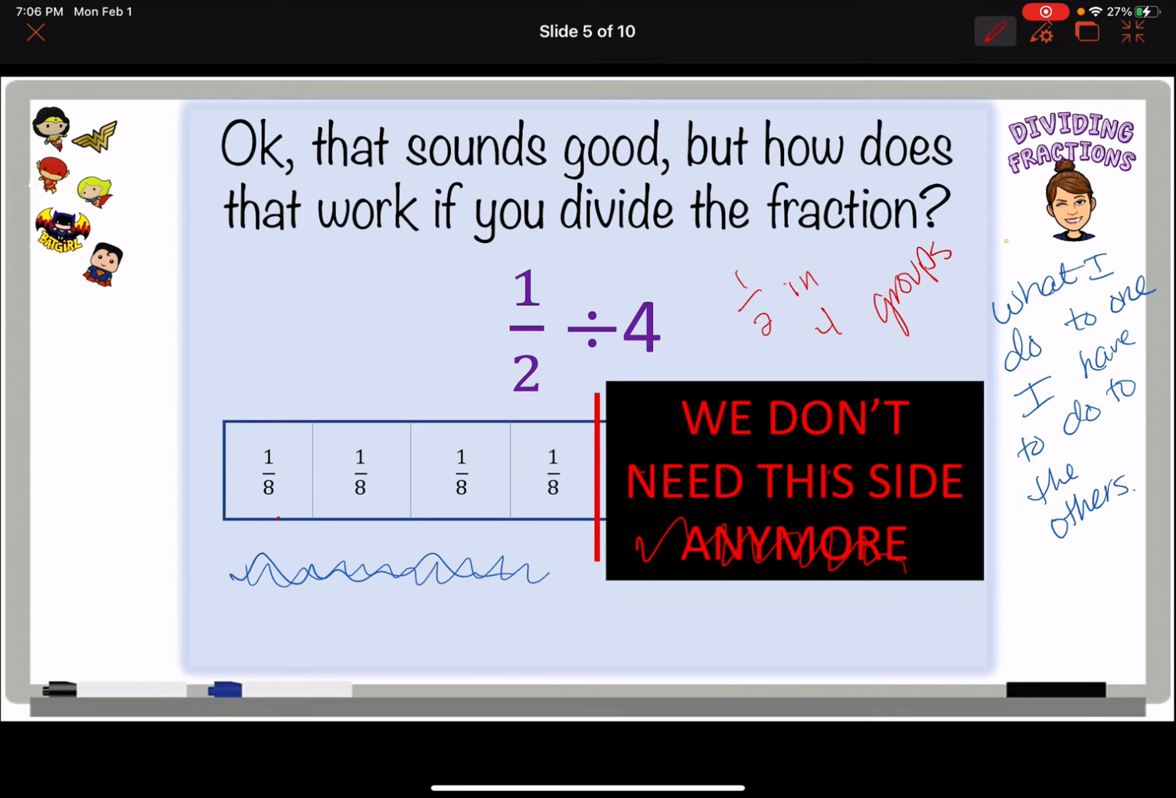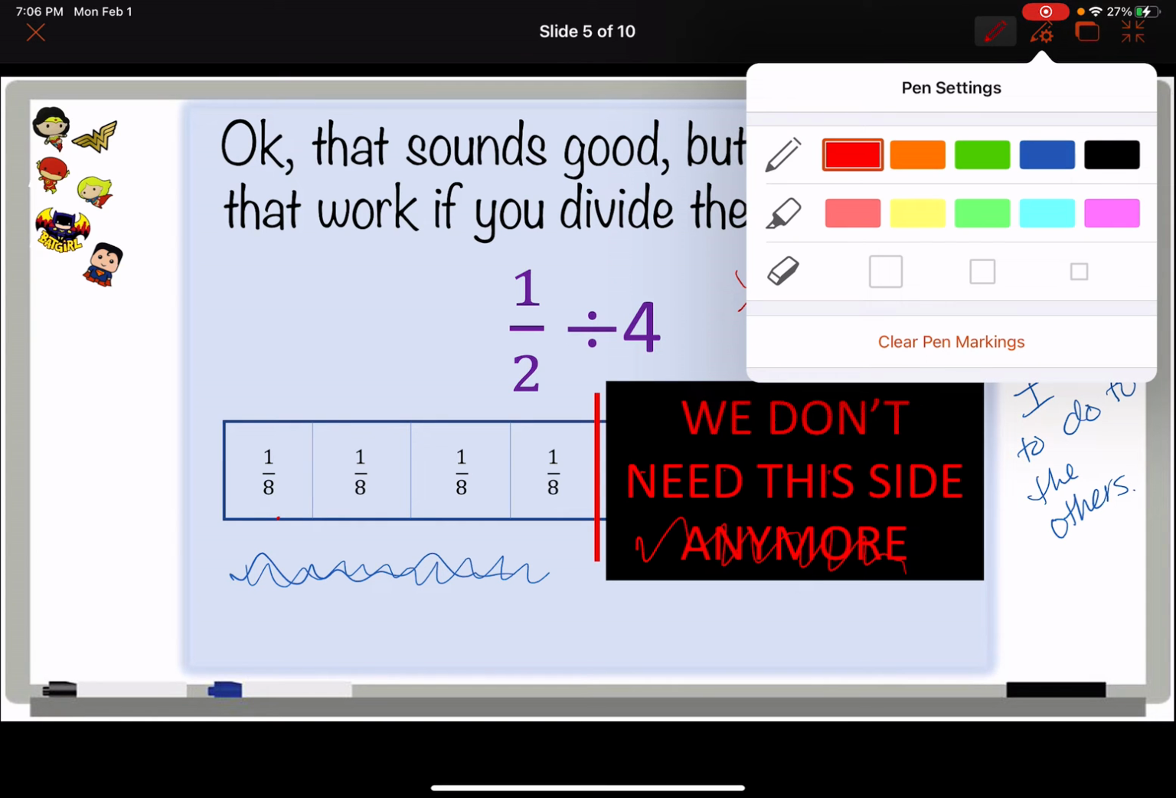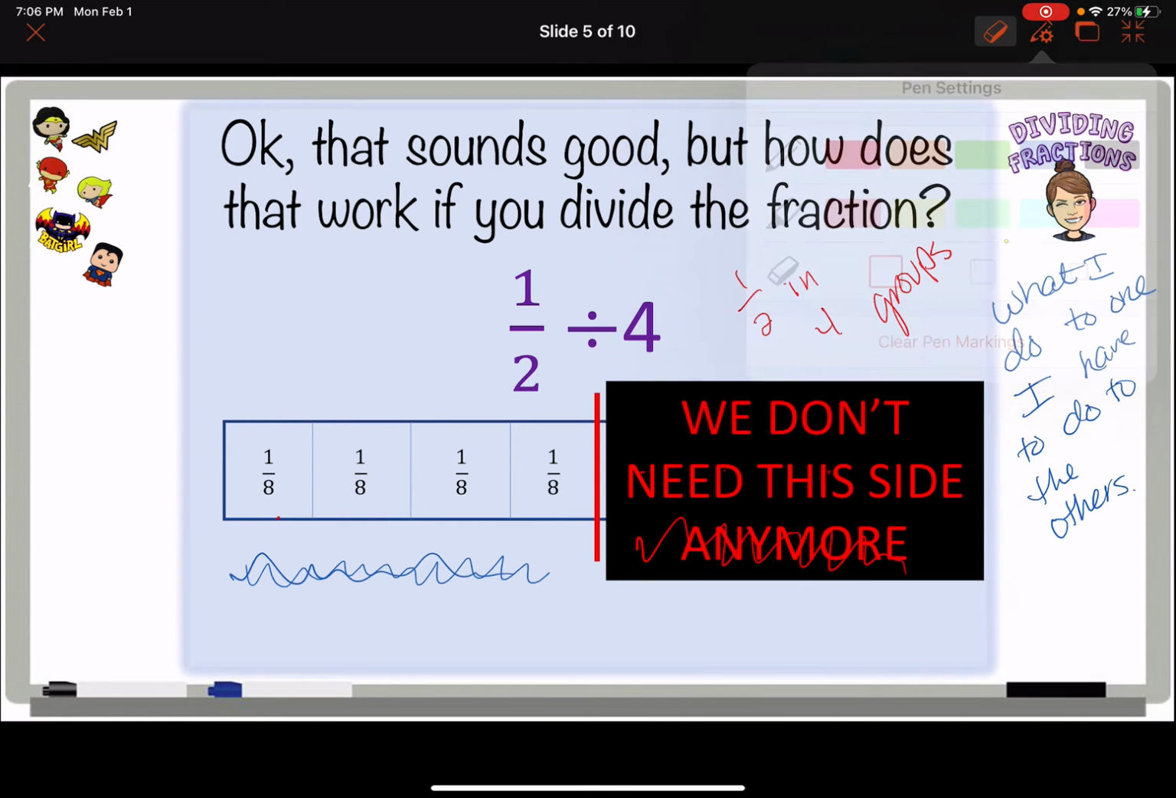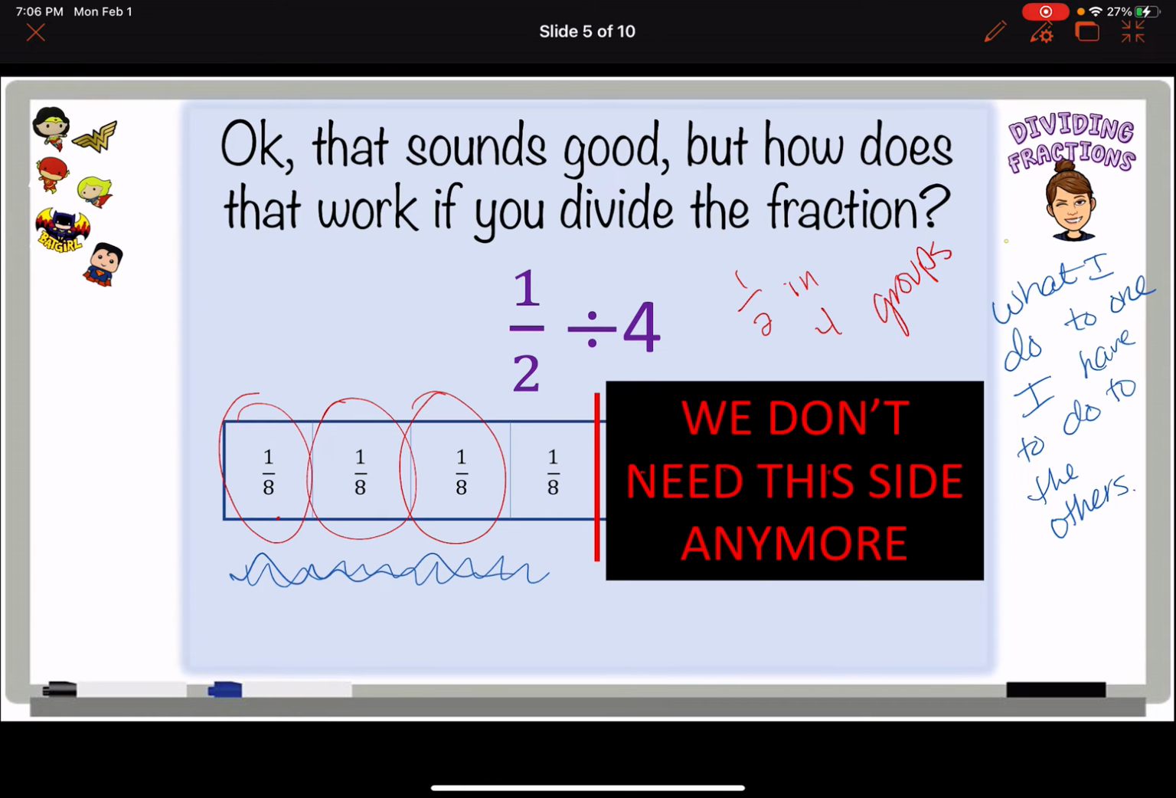Now I can ignore that side though. I don't care what that side says anymore. I don't need it because I'm only looking at half being put into those groups. So now I have 1/2 and I divided it into 4 groups. So in each group is 1/8. So 1/2 divided into 4 groups is equal to 1/8.